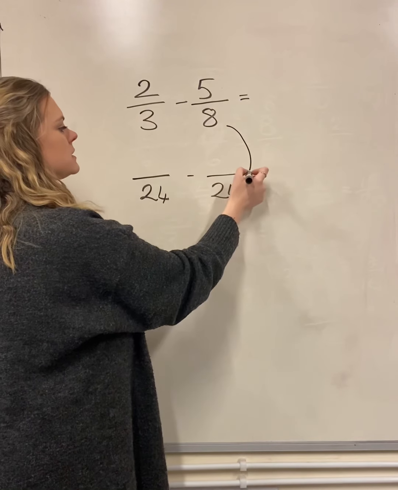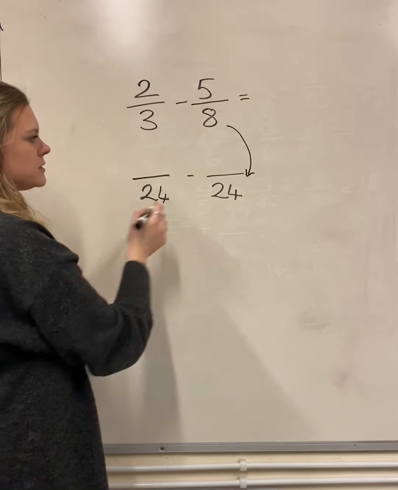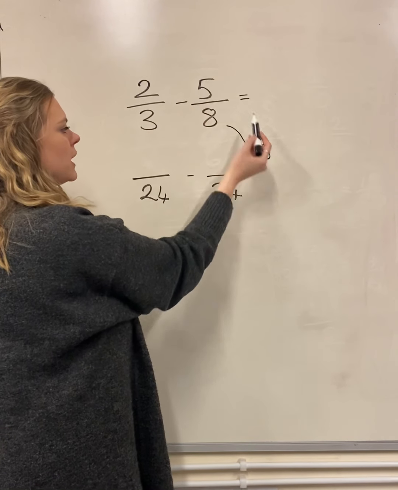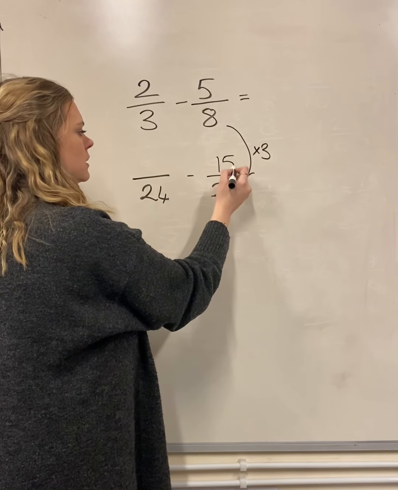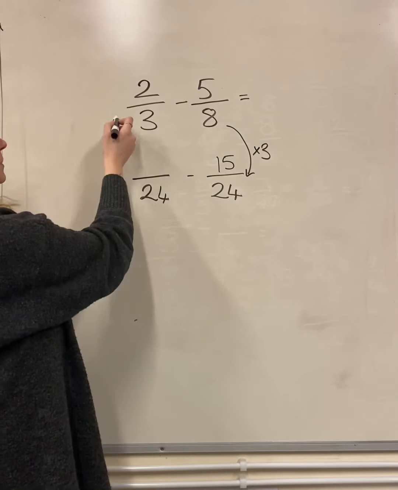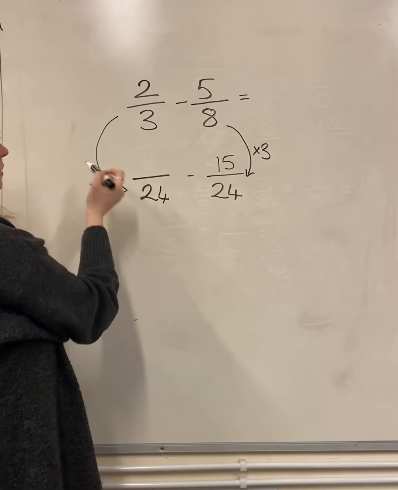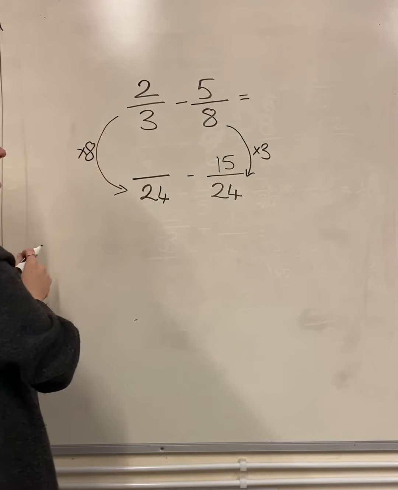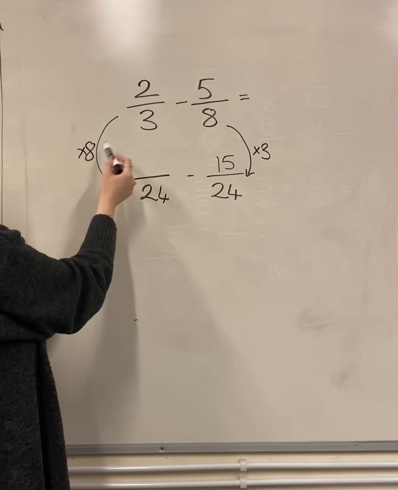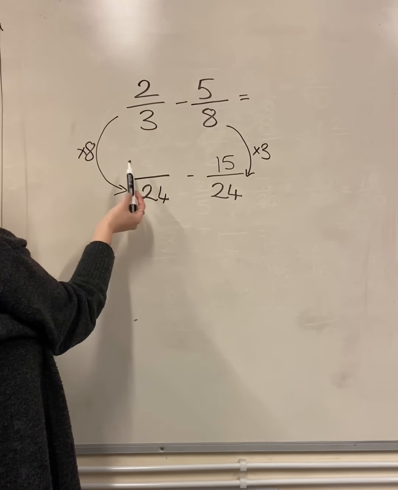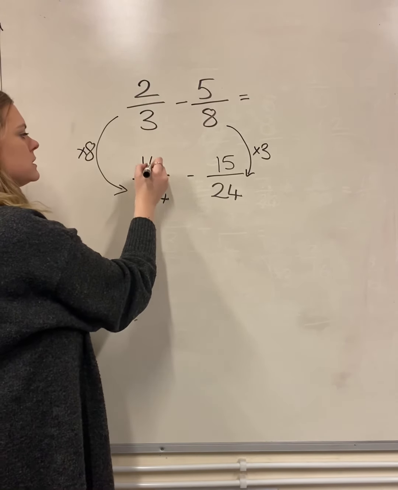So how did I get to 24? I've times it by 3, haven't I? So I need to times the top by 3. So 5 times 3 equals 15. The same with this one. How have I gone from 3 to 24? I've times it by 8. So 3 times 8 is 24. So the top, 2 times 8, would be 16.